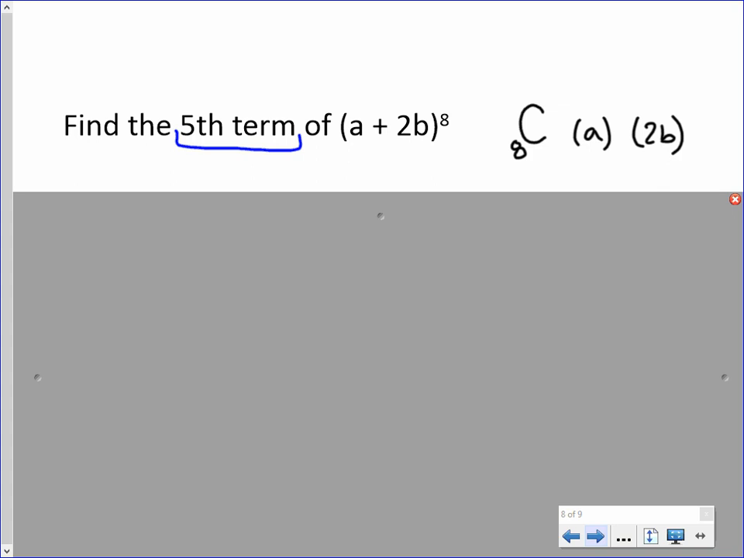4. Okay. It's always one less. Choose one less, because you start at 0. The first term is 0. So everything is one less than you think it will be. So this will actually be 8 choose 4.